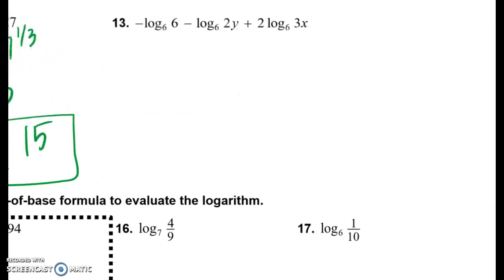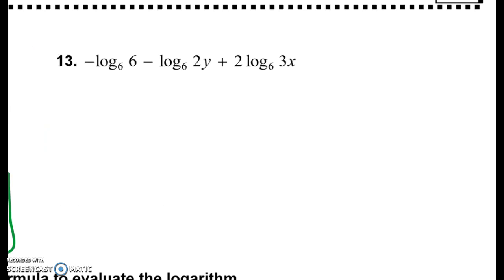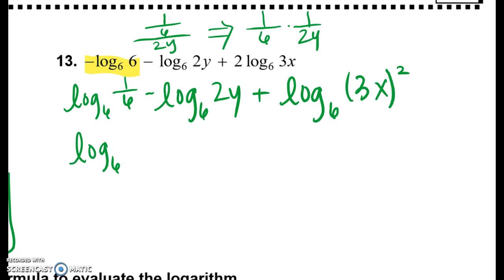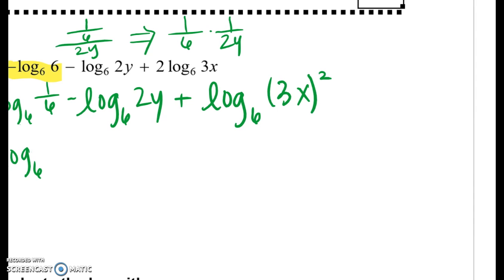Now let's try number 13. So this first part we have negative log base 6 of 6. So remember, minus means quotient property, but since we have nothing in front of it, we're going to assume a 1. Next part that I see is a power property over here. Okay, now we see a quotient property. So let's combine those. Okay, so it should be 1 over 6 over 2y. That's the same thing as 1 over 6 times 1 over 2y, which would be 1 over 12y.